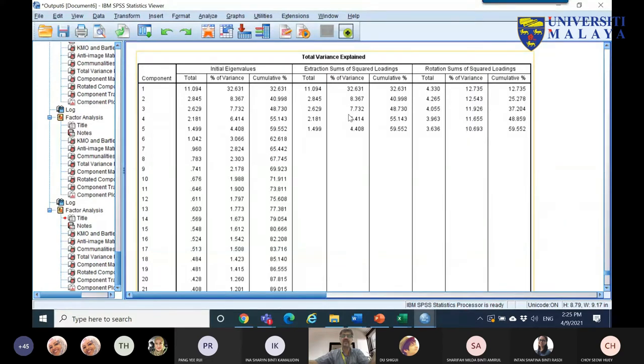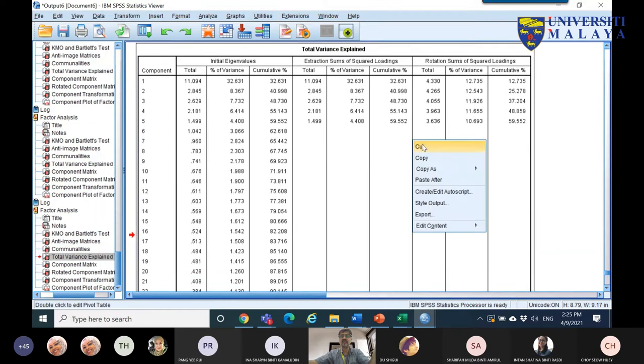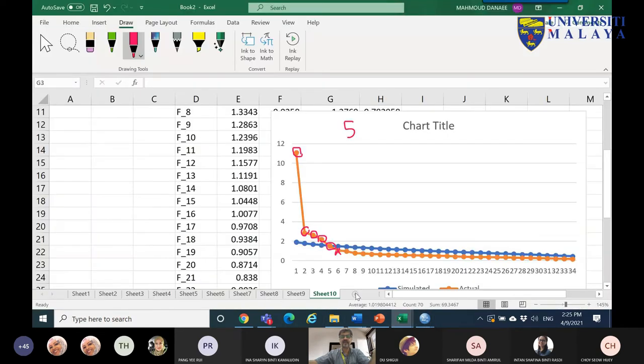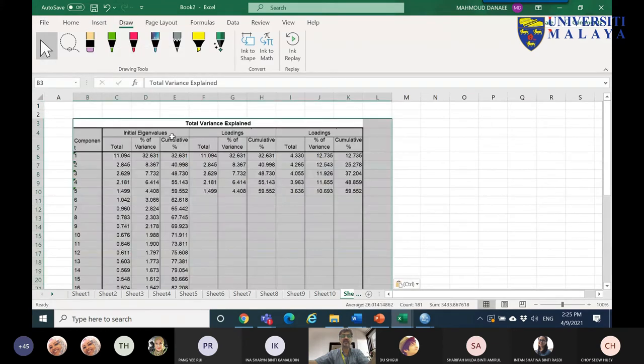One more thing that I need to mention here. When you do factor analysis, the cumulative percentage of variance for all factors should be more than 50%. Some of the references even mention 40% acceptable. But to be on the safe side, the total variance explained by components should be more than 50%. In this study, how much is the total variance explained by all the components? 59%, which is more than 50%. So that's why we can say that these results are reliable and valid. So we have 5 components.